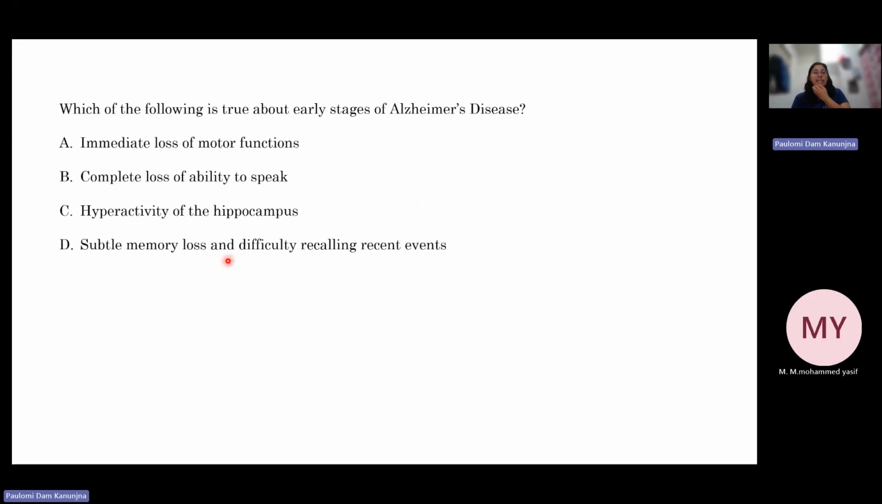Okay. Right. Now, next. We are talking about the early stages of Alzheimer's, which is the first thing that happens in Alzheimer's disease. Is it immediate loss of motor function, or complete loss of ability to speak, or hyperactivity of the hippocampus, or the subtle memory loss and difficulty recalling recent events? You can imagine this as a person who has just started to get dementia, just started to experience the symptoms of Alzheimer's. What is the first set of symptoms that that person will experience?